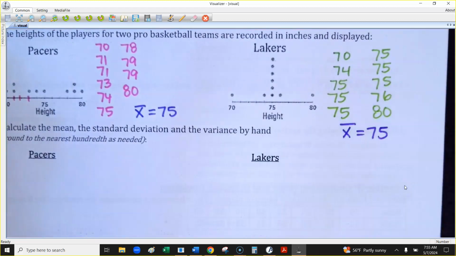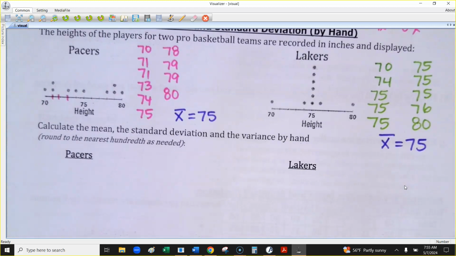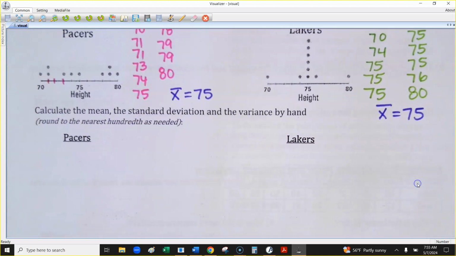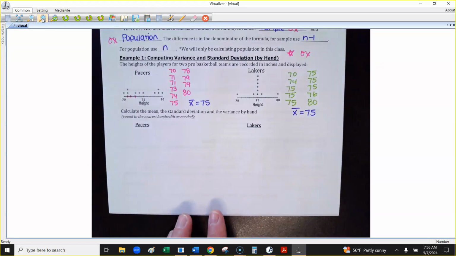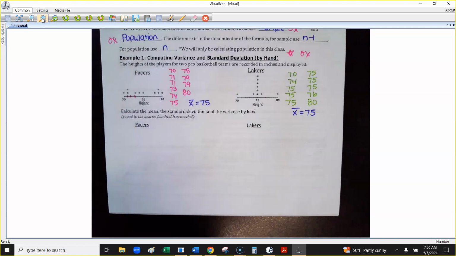Okay, so by hand, what we're going to do here real quick is calculate the variance first, and then we'll do the standard deviation. You don't have to put these in order from least to greatest or anything like that, but we just kind of did, so maybe I'll go ahead and stick with that. Okay, now I'm going to zoom out so you can see the data. I hope I'm not writing too small here.